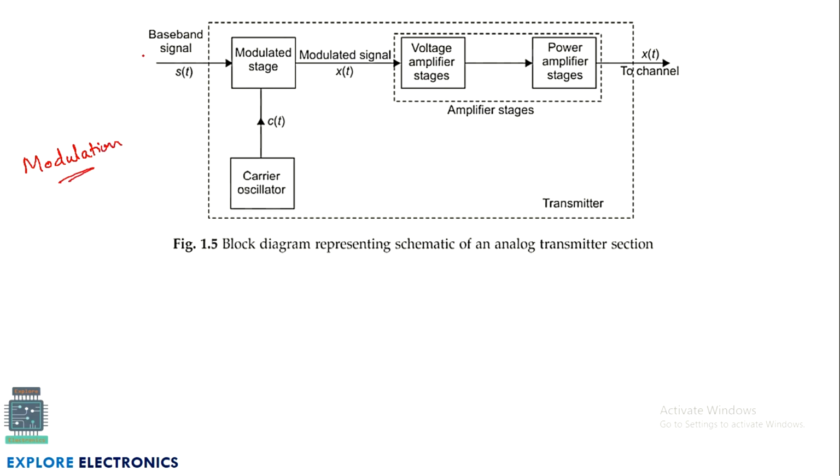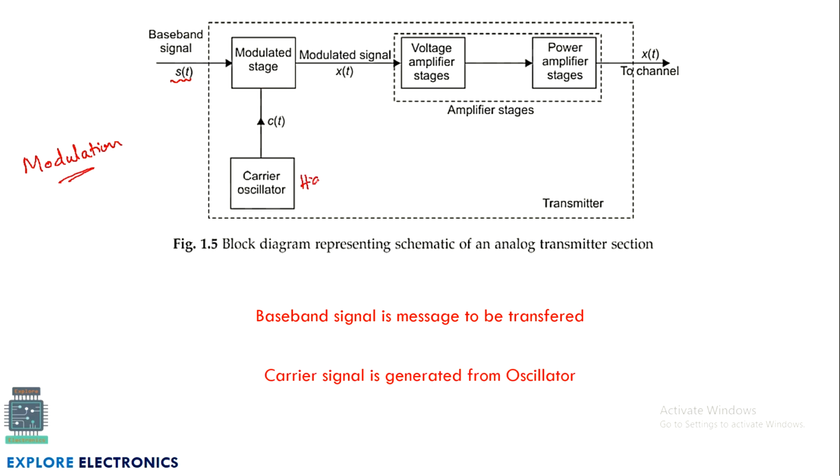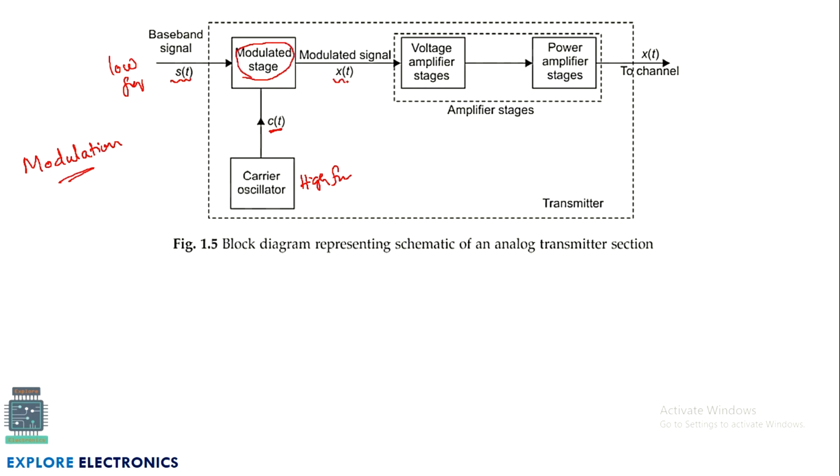So the baseband signal is an input, which will be called S of t. Here we will have the modulation stage. For modulation we require a high frequency signal. This carrier signal is a high frequency signal. This is C of t. This baseband signal is a low frequency signal, and we are going to do the modulation here using these two signals, low frequency and high frequency. The output will be called X of t.